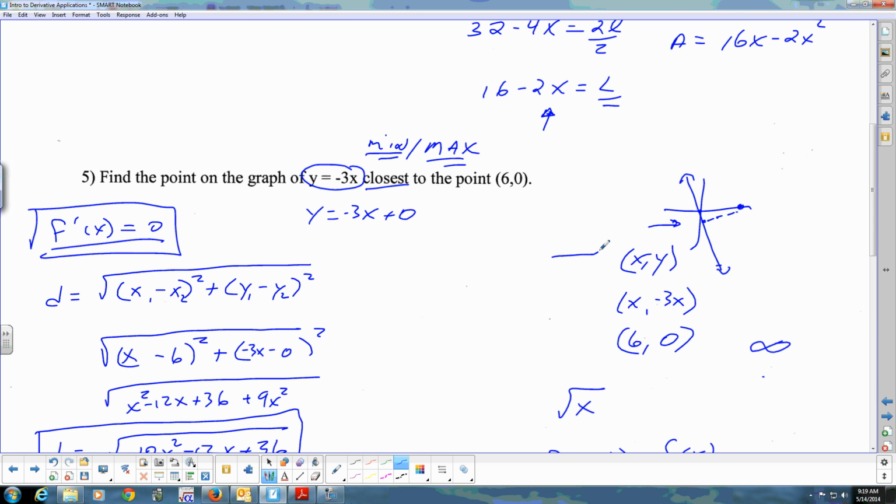Now, go back up and remind yourself what you're looking for. You're looking for a coordinate that is closest to this point. You're looking for a coordinate, and the coordinate was found by your x value, which you found is 3/5, and then negative 3 times that x value. Negative 3 times that would be negative 9/5. That's the coordinate that's closest to this point.